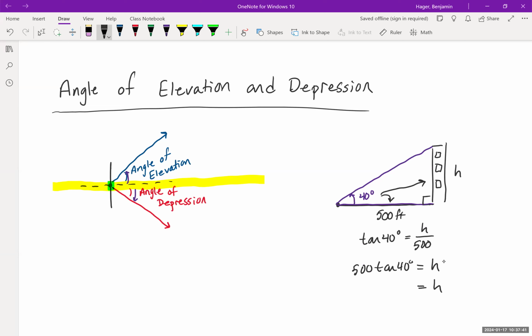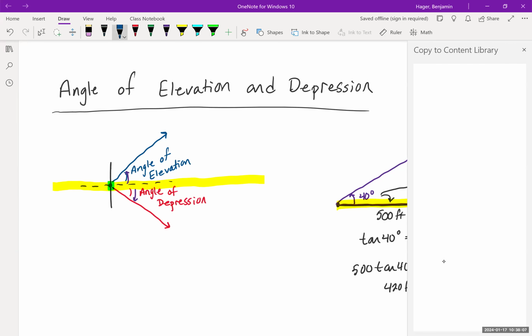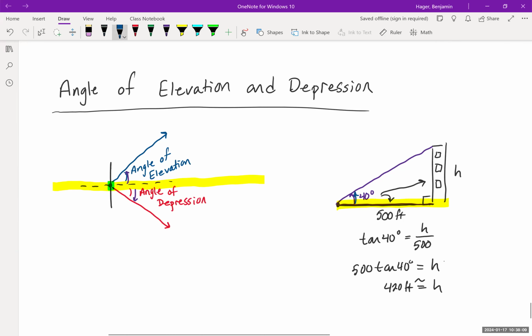let's throw that in the calculator. Looks like the building is about 419 and a half feet. So let's just say approximately 420 feet. Okay, so that would be angle of elevation. Again, it's from this horizontal line, how much we elevated to get to the point where I can see the top of the building.